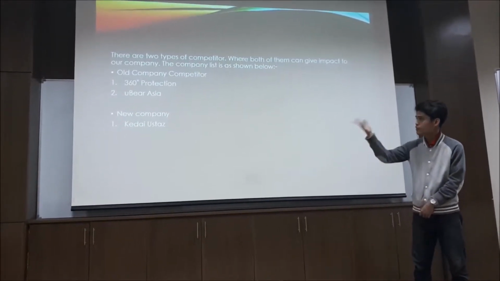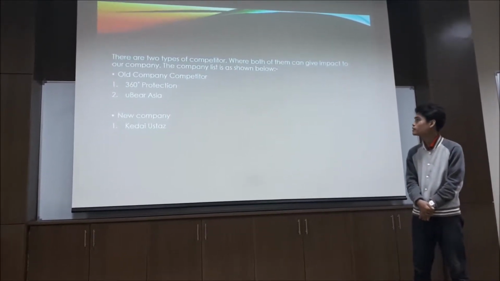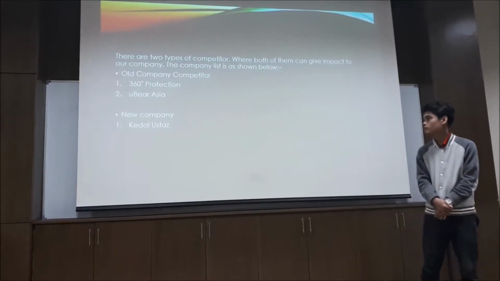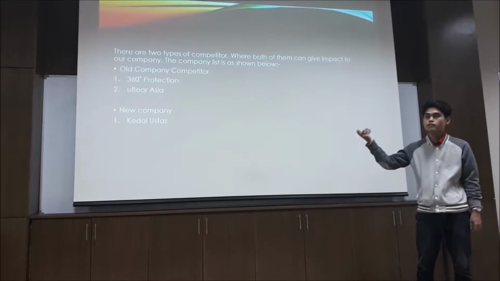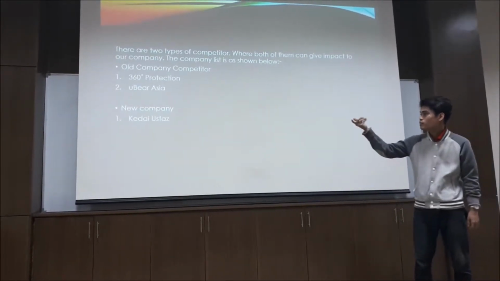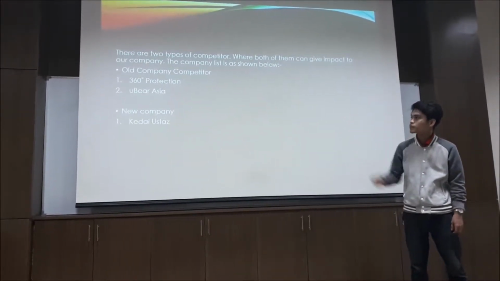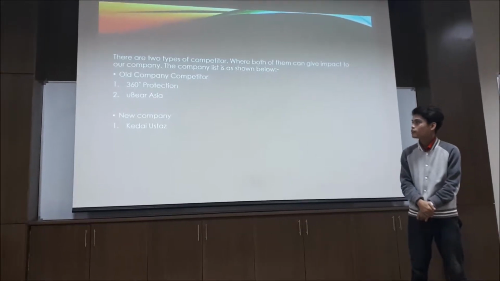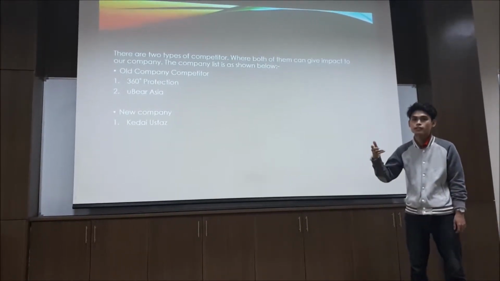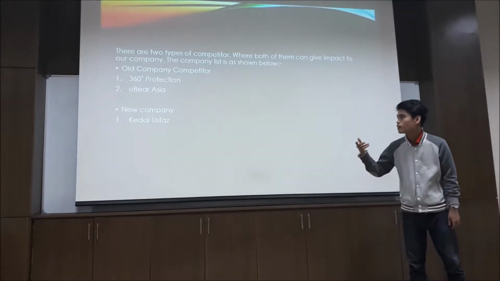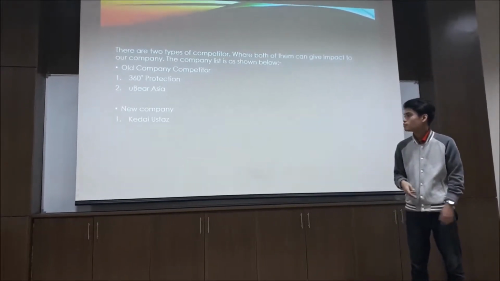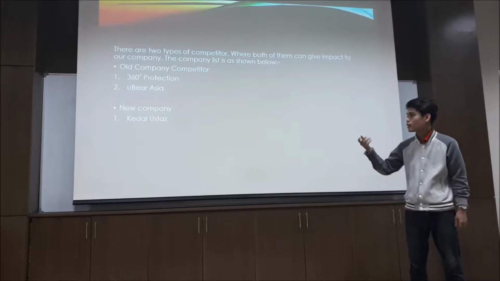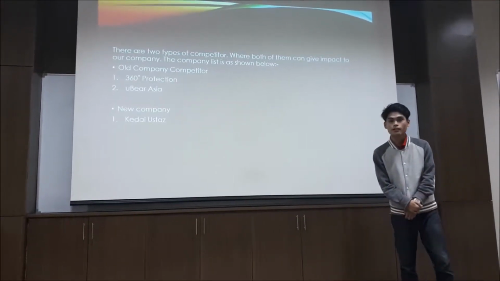These are our competitors. There are two types of competitor. First is old company competitor, and second one is new company. So for the old company competitor, actually there are many competitors, but we list only two, 300 Protection Company and UBA Asia, and the new company is Kedai Ustaz.